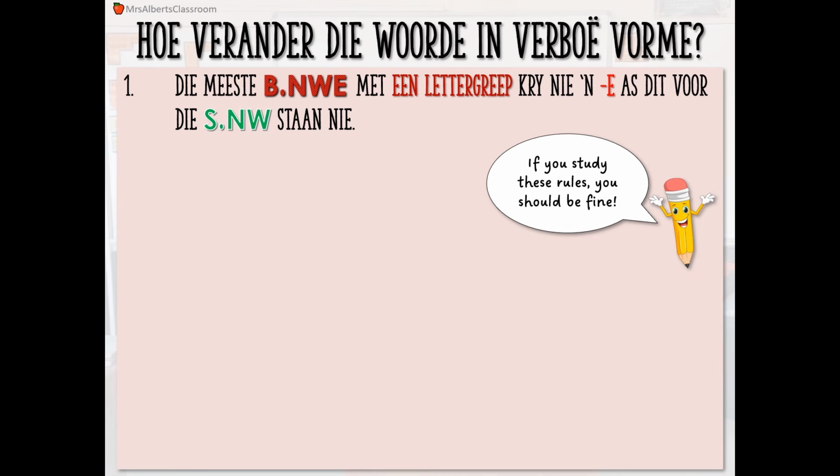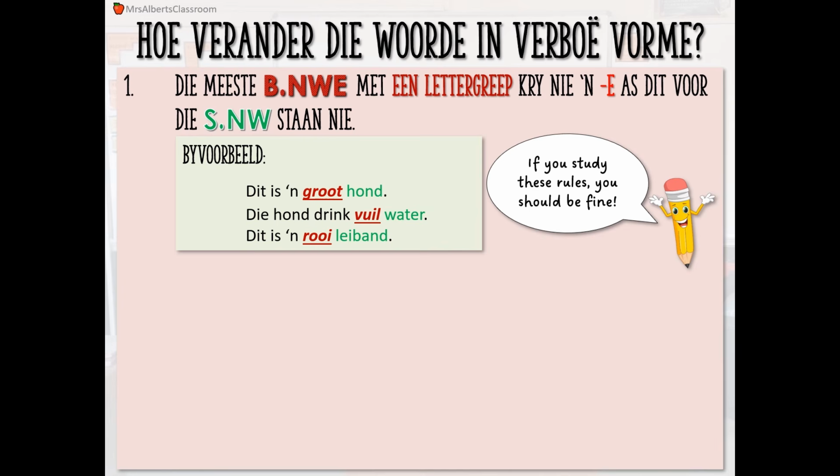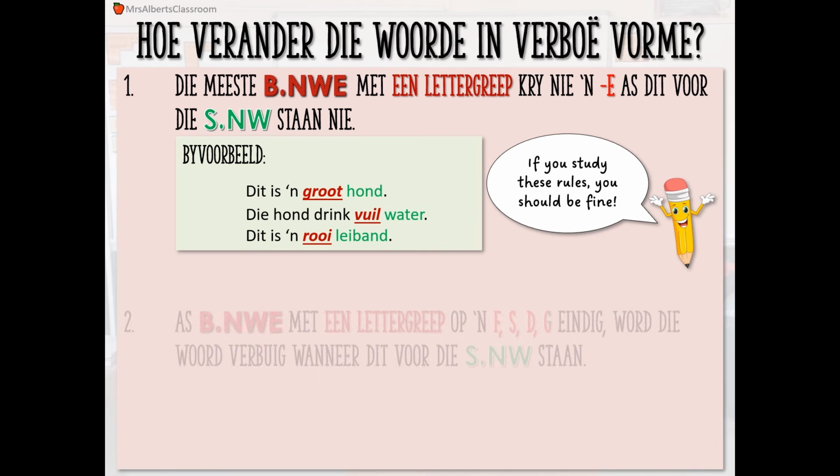So for example, most of your adjectives with only one syllable do not get an E if they stand in front of your noun. So for example, the word groot can be anywhere in a sentence and it will still just stay groot. It will not get an E.